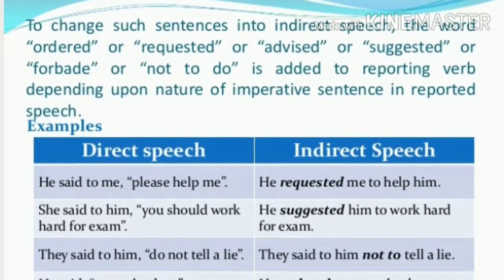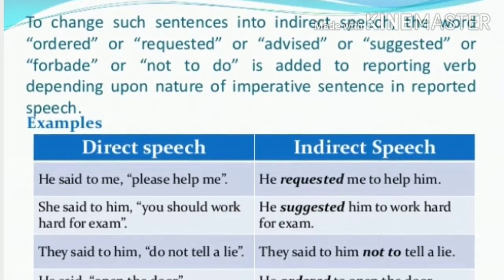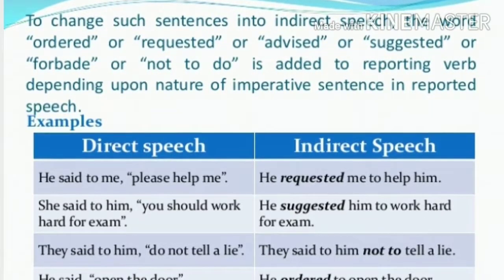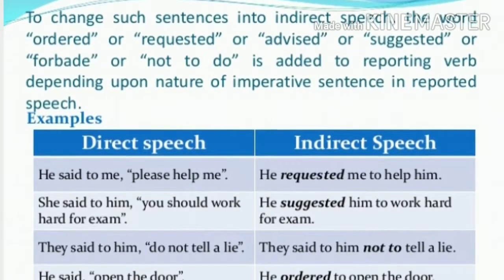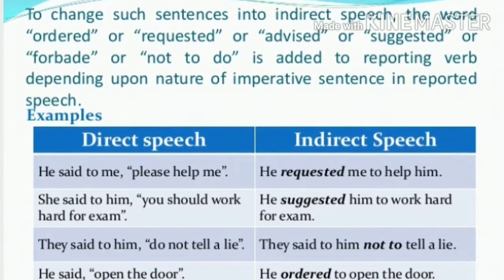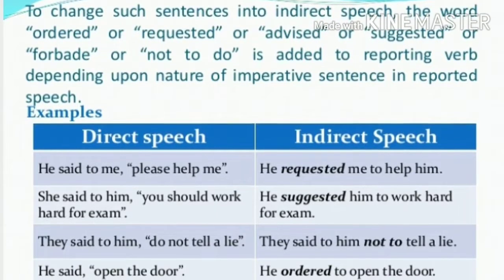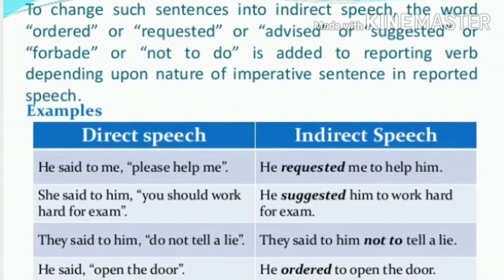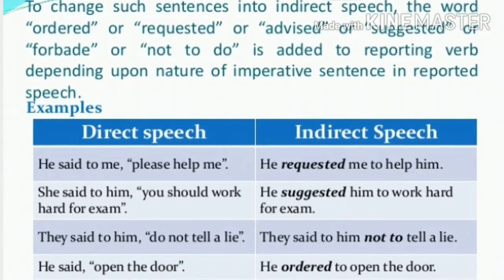Students, if in your direct speech it is written like this, he said to me, please help me. Please word is used here, right? So I have just now told you in imperative sentences only we use please and all these sort of words. So in indirect speech you will say, he requested me to help him. Got it? You will not say he said to me, you will say he requested me to help him. Got it? Your said to will change to requested.